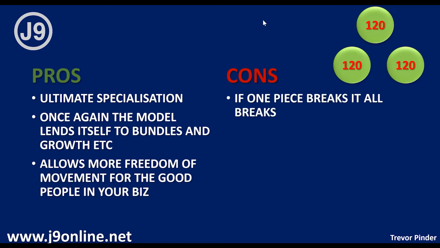In terms of the cons, the challenge is if one piece breaks, it all breaks. So you've got that third throat to choke: if one of your areas is misfiring, it causes a challenge for the other two because they are heavily reliant on one another. That's why it's called the pod system, right?